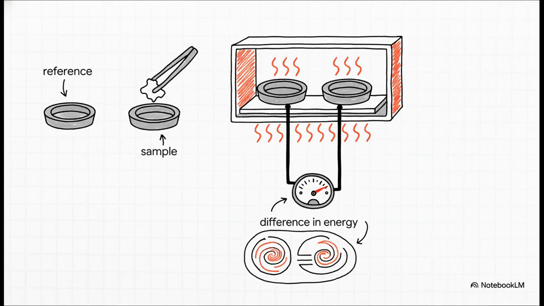The machine itself is actually based on a brilliantly simple idea. You take a teeny tiny sample, like 5 to 10 milligrams, and put it in a little aluminum pan. Right next to it, you place an identical but empty reference pan. Then, a furnace heats them both at the exact same rate. The machine is constantly measuring how much extra juice the sample needs compared to the empty pan to keep them at the same temperature. That difference in energy, that's the magic number we're looking for.